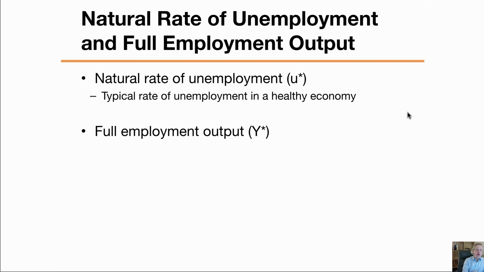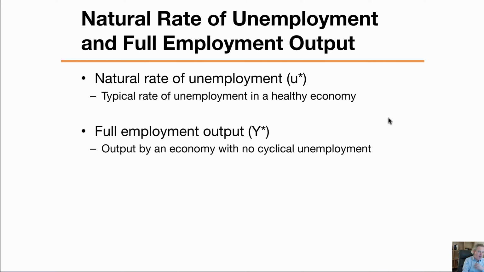At the natural rate of unemployment, there's an output or a GDP associated with that. Remember Y equals C plus I plus G from the previous chapter, chapter 19. Well, the Y, the output in the economy associated with the natural rate of unemployment, we're going to call Y star. So it's the full employment output level. It's the output by an economy that has no cyclical unemployment. So cyclical unemployment is going to be the unnatural type of unemployment, and the natural rate of unemployment is going to be the frictional and the structural unemployment.